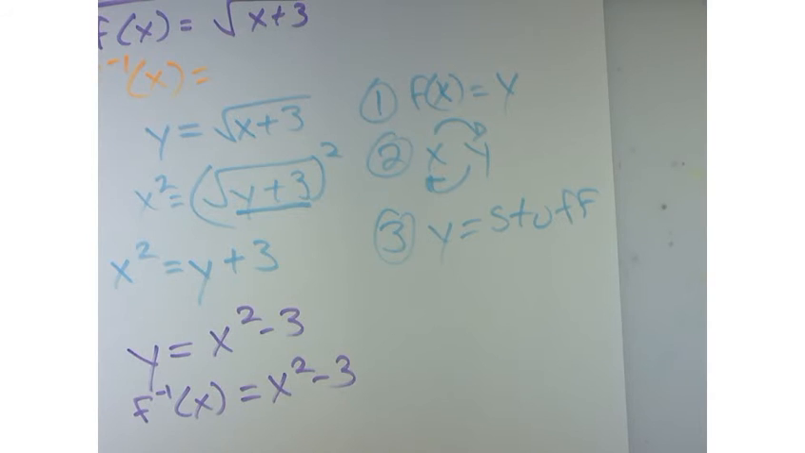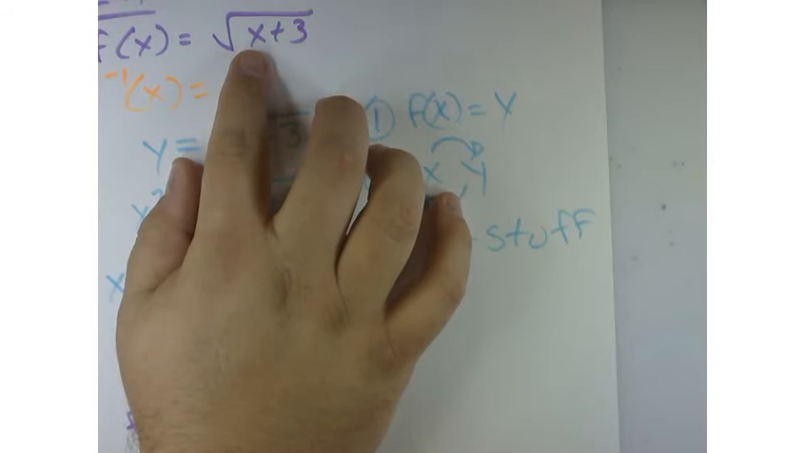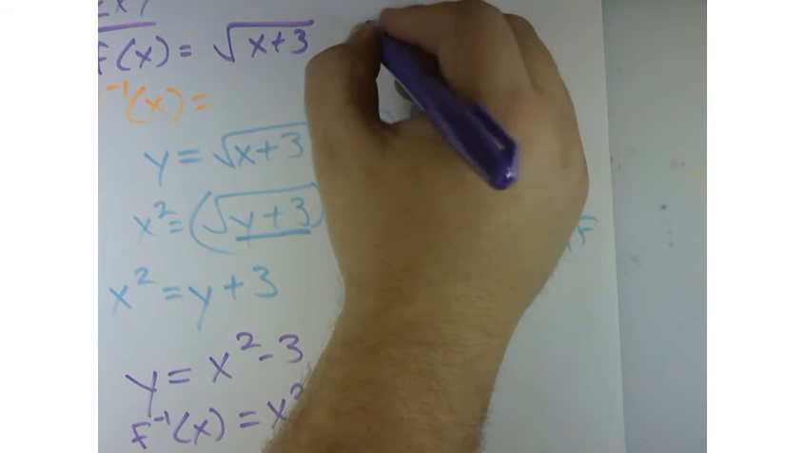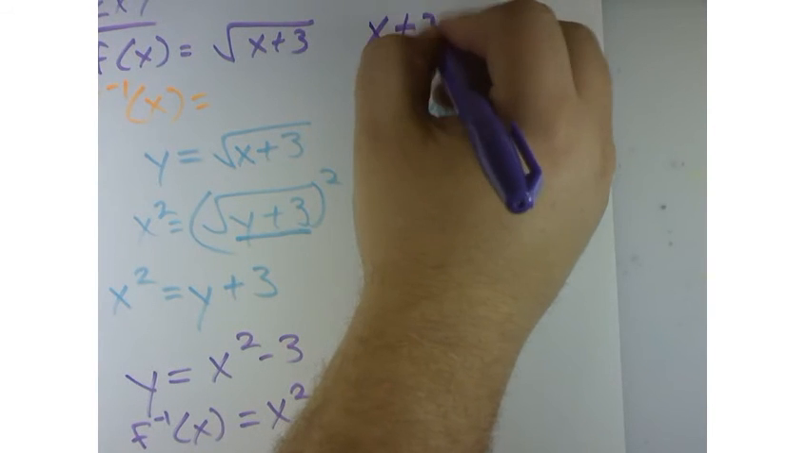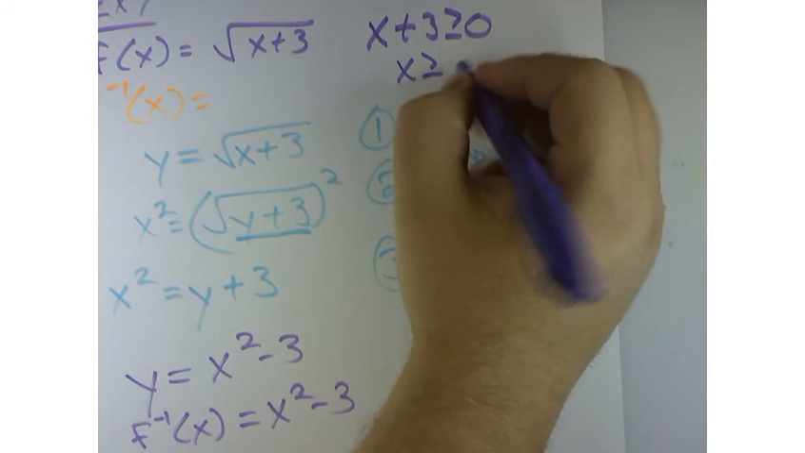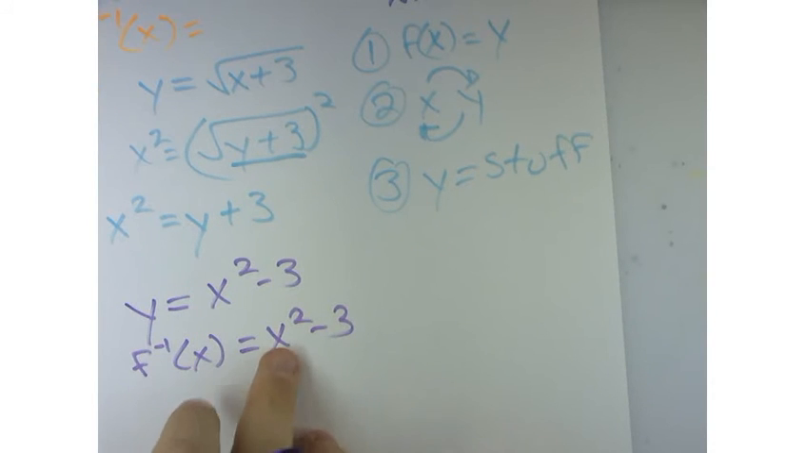Wait, was there a domain restriction up here though on the original function? Yeah, there is. That's a square root, so our domain restriction is x plus 3 has to be greater than or equal to 0, so x has to be greater than or equal to negative 3. Is there any domain restriction on the inverse function?